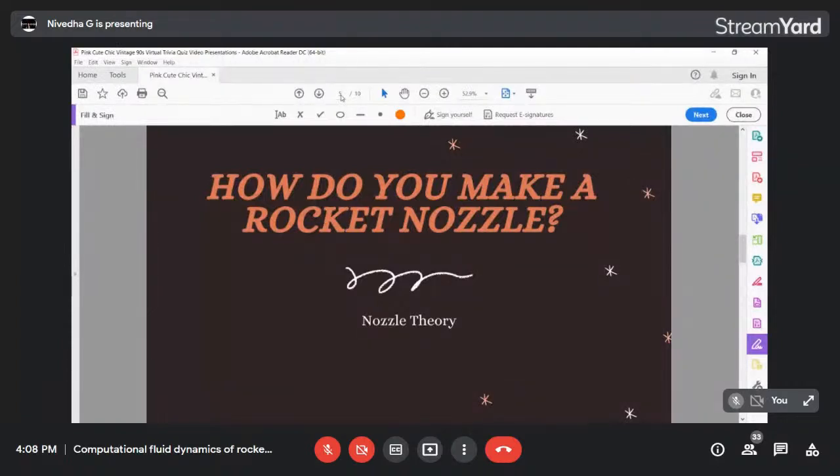And let me tell you one more thing. There are two types of nozzle. One is the straight CD nozzle, which will not have any curves in between or bells in between, something like that. And another is a bell nozzle with a slight curve to reduce your shock waves.